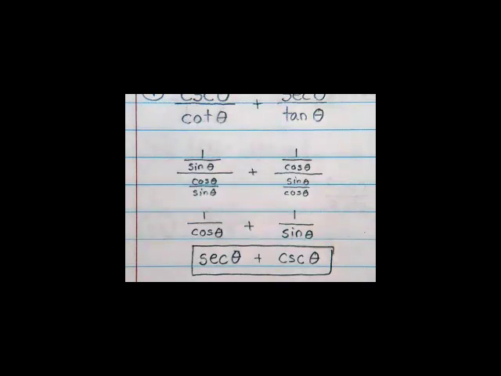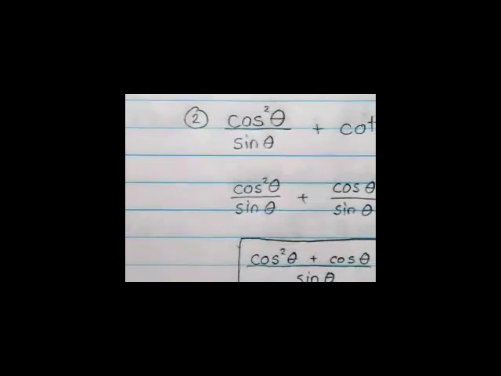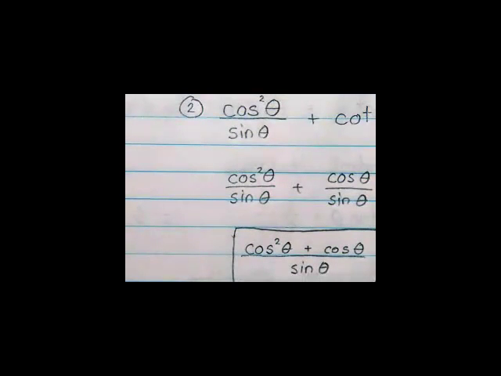Okay. All right. And then this second one, like I said, your answer might not seem simplified, but it is. It's over sine, right, both of them. So what do you do when you have two fractions with common denominators? You add the numerators, put it over the common denominator. Cosine squared plus cosine over sine. Now you can factor, I guess, technically a cosine out of the top if you wanted. So it'd be cosine times cosine plus 1 over sine. But it's kind of all the same at that point.